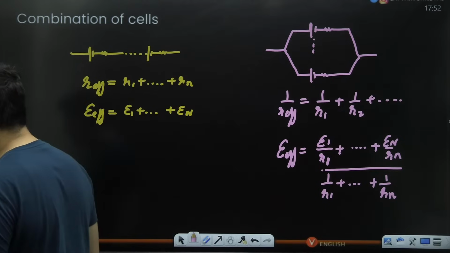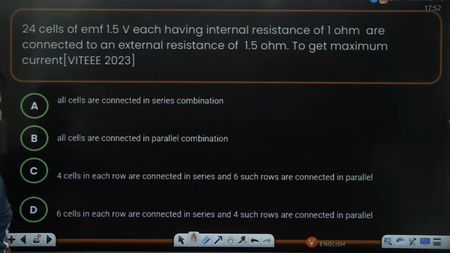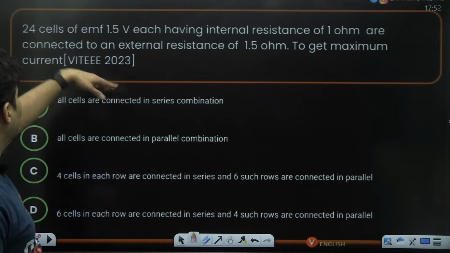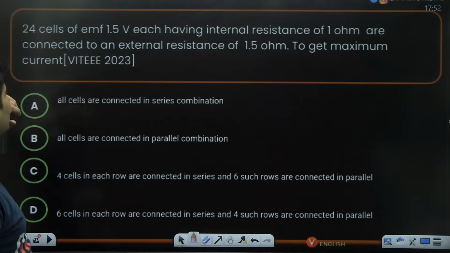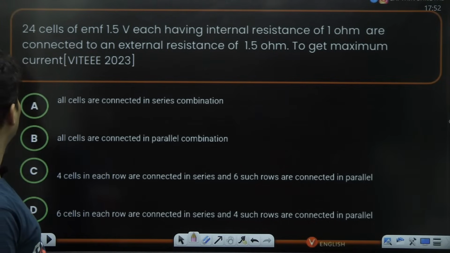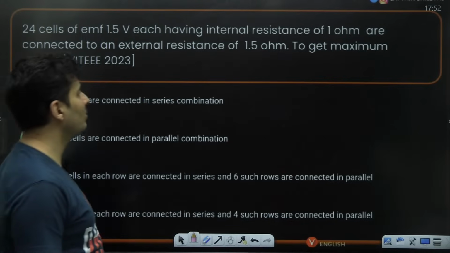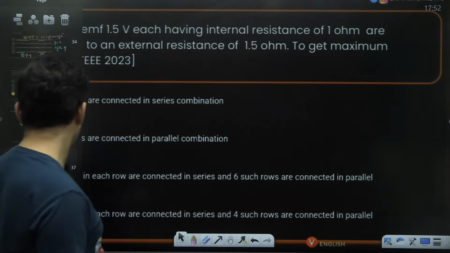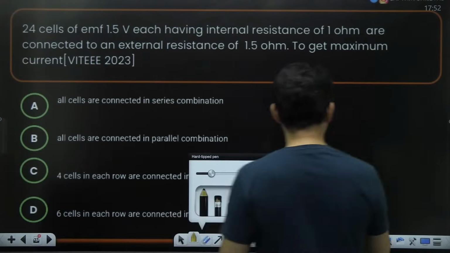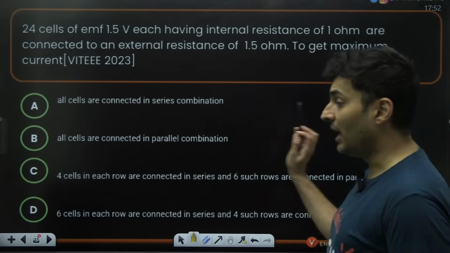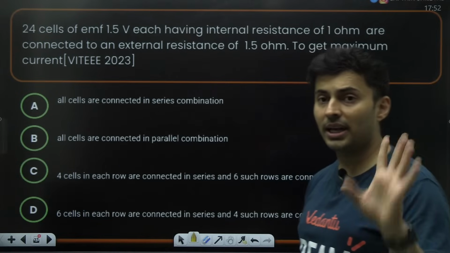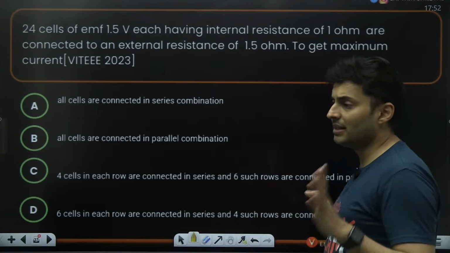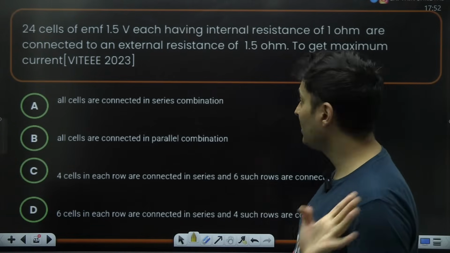Okay, cool. So let's have a look. 24 batteries, EMF 1.5 volts each, having internal resistance of 1 ohm, are connected to an external resistance of 1.5 ohm. The question is to get maximum current. I think there is no other option. Just like the previous problem, this is also trial and error. So ideally in the exam, I will leave this to the end. When I'm not able to do anything else, I will try this question. But this is a lengthy question, guys.